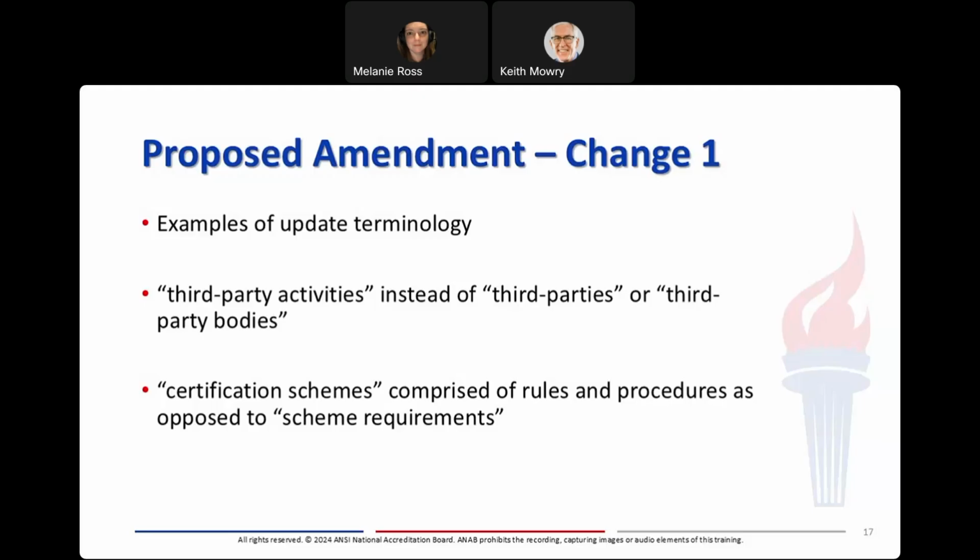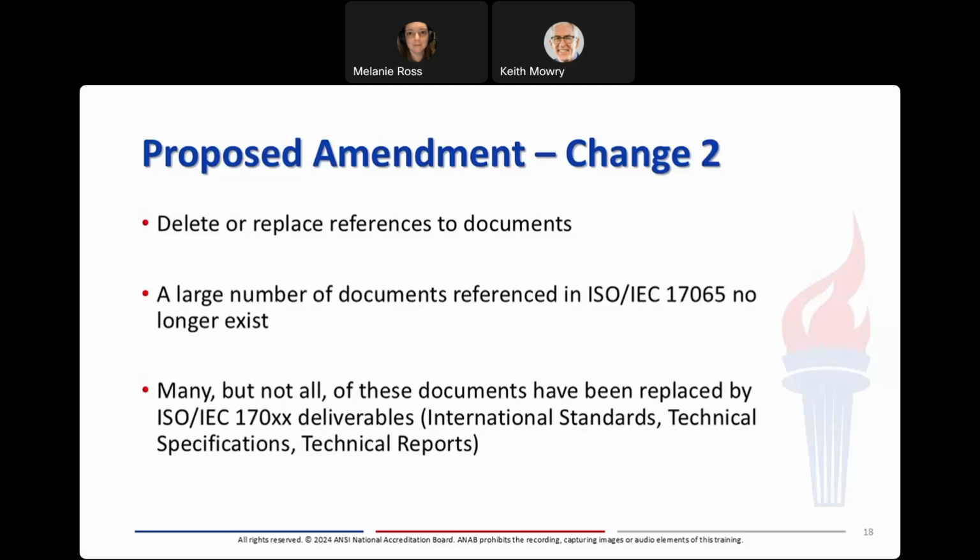In addition, certification schemes per 17000/2020 now means something relatively different than it used to mean. Schemes now are comprised of rules and procedures, but the 17065 uses some terminology like scheme requirements that really reflect back on the previous definition of schemes. And as I said, 17065 separates requirements for schemes and bodies, but it still has plenty of references to schemes. So it seems like those should be consistent with the current definition.